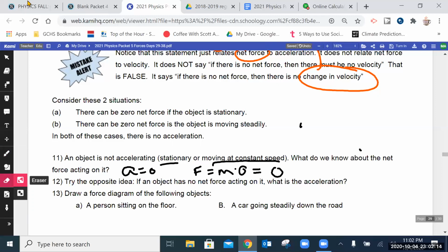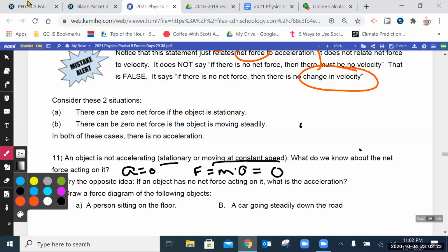Number 12, try the opposite idea. If an object has no net forces acting on it, what's the acceleration? Well, again, F equals ma. If the force is 0, there's going to be some kind of a mass. What does the a have to be? m times what is 0? Well, the a has got to be 0.